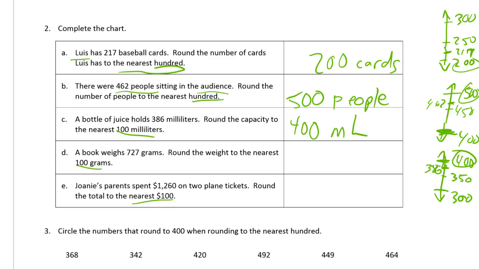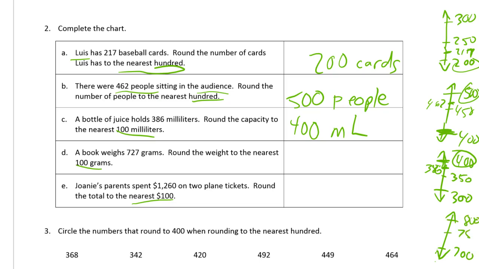A book weighs 727 grams. Round the weight to the nearest 100 grams. So I'm going to just keep doing this down here. 727, so that's going to be in between 700 and 800.